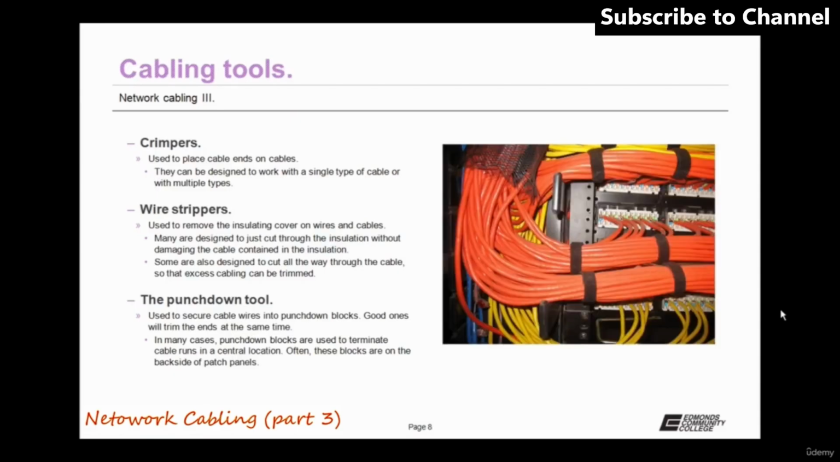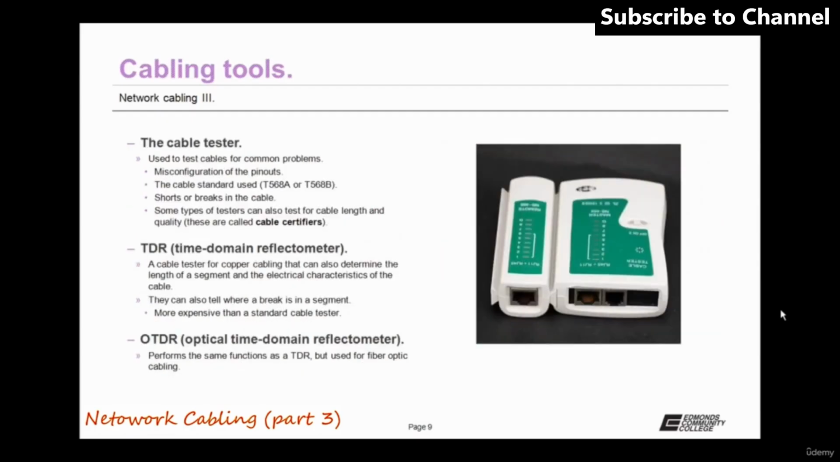Then there are punch-down tools. These are used to secure cable wires into punch-down blocks. A good punch-down tool will trim the ends at the same time as it places the wire in the punch-down block. Then there are cable testers.